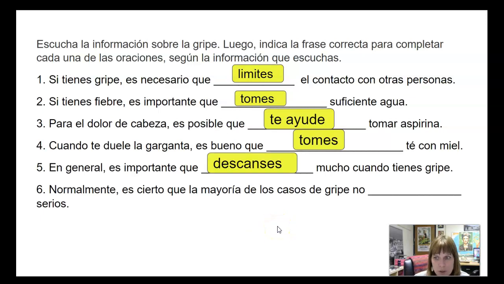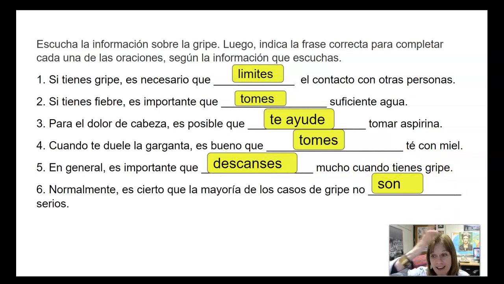descanses mucho cuando tienes gripe. Y número seis, normalmente es cierto que la mayoría de los casos de gripe no son serios. So normally it's true that the majority of cases, flu cases, are not serious. En general, es importante que descanses mucho cuando tienes gripe. In general, it's important that you rest a lot when you have the flu.